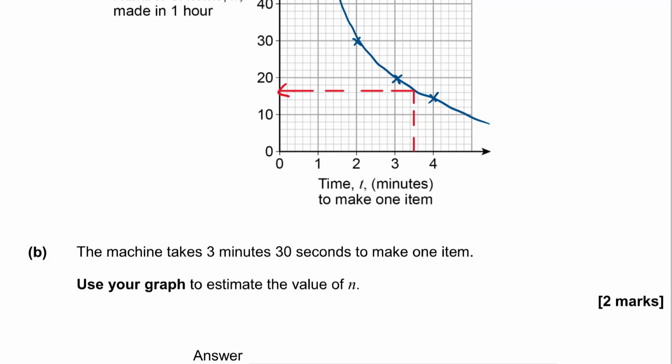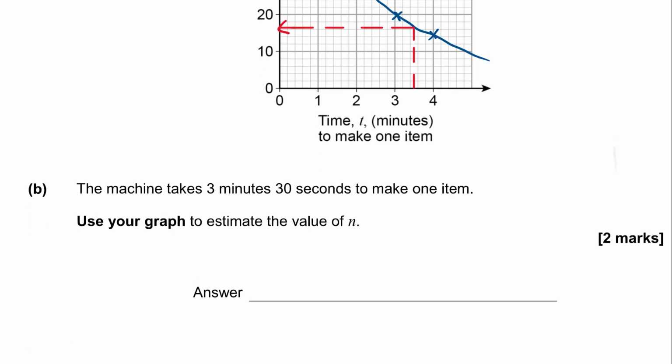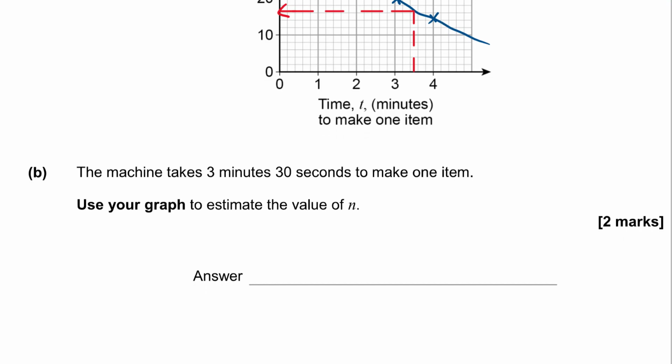Okay, counting little squares between 0 and 10, I've got 1, 2, 3, 4, 5 of those. So they must be going up in twos: 2, 4, 6, 8, 10. So that one there has got to be 10, 12, 14, 16, isn't it? So I'm going to estimate that the number of items is 16. n equals 16.